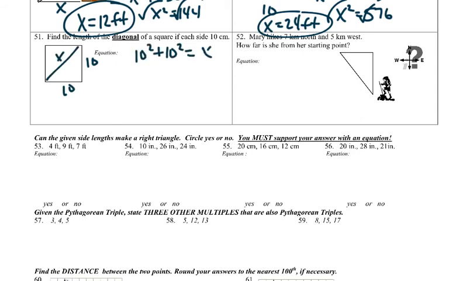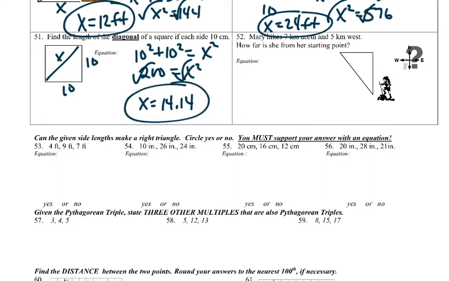The length of the diagonal, if each side is 10, the diagonal is the hypotenuse. 10 squared plus 10 squared equals x squared. That's 100 plus 100. So the square root of 200 does not come out even, 14.14.